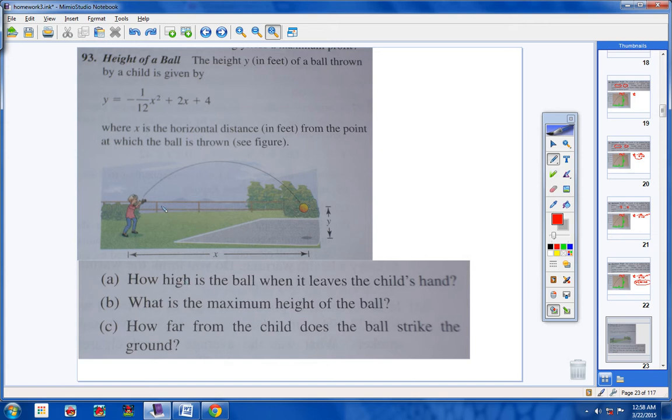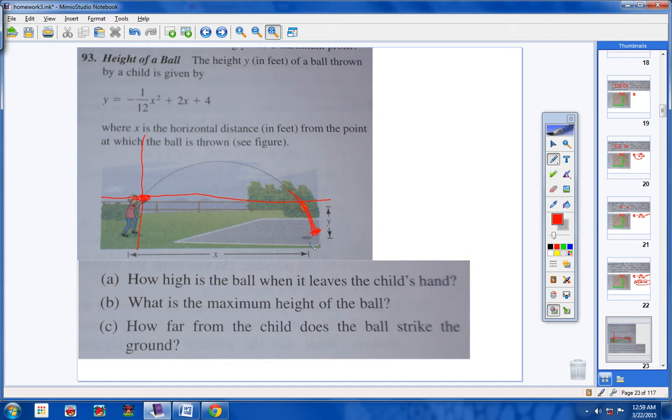Now, be very, very careful here, okay? If you put this as the origin and you set up your graph like this, you've got a problem. The ball's going to go underground. Do you see what I'm saying? The ball's going to have negative.